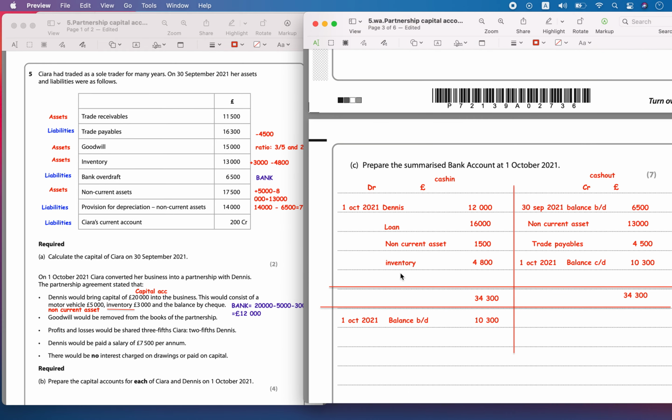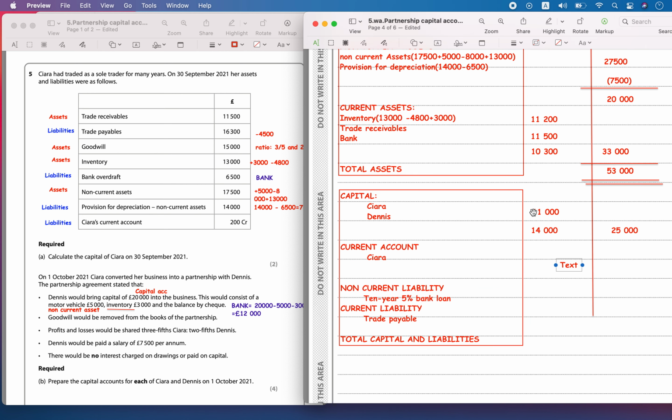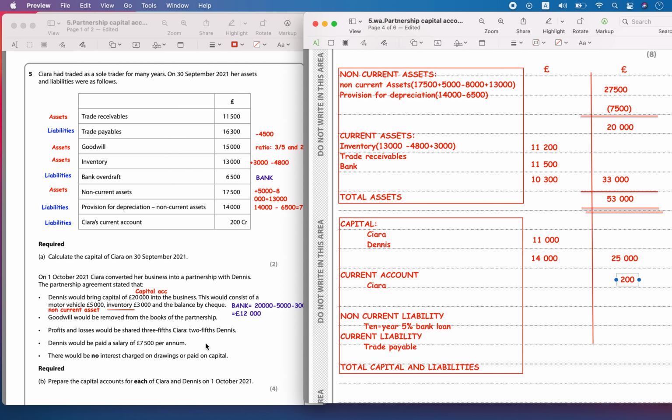And then for the current account of Ciara, the current account of Ciara was 200 credit, so we can write 200. We will not include Dennis because Dennis came in just now on October 1st, and we are preparing the financial statement on the 1st October. On the 30th October, he will have the current balances and the other changes that are going to be incurred. So we will just prepare with the current account of Ciara.